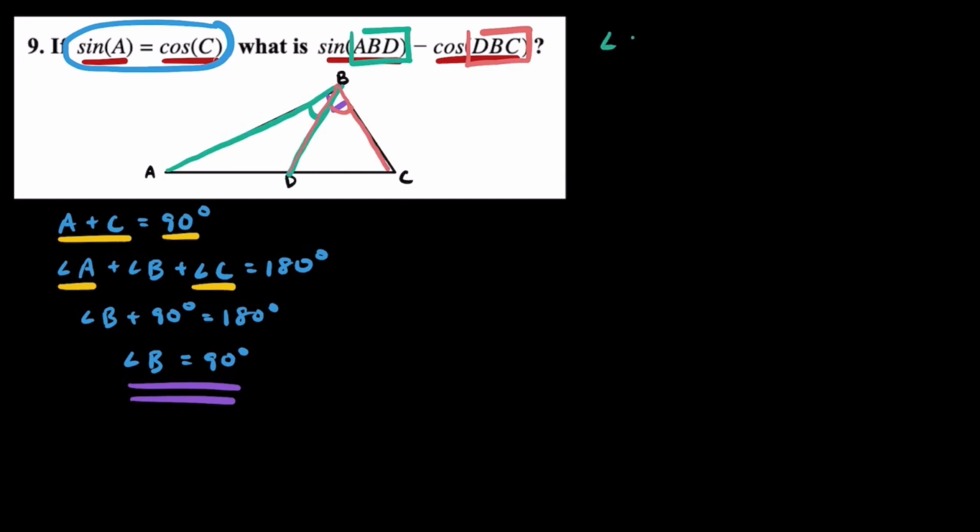can go ahead and say that angle ABD plus angle DBC is equal to 90 degrees, right? It's a right angle. And that means those are also complementary angles, right? So this is like showing up all over the place here.